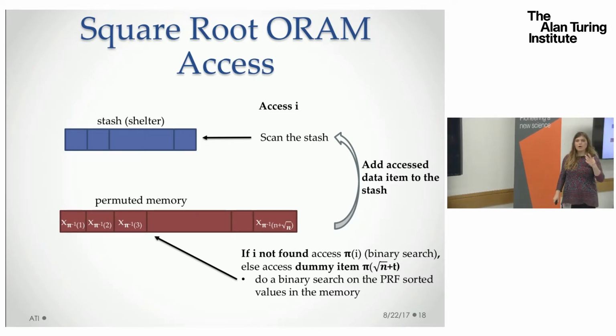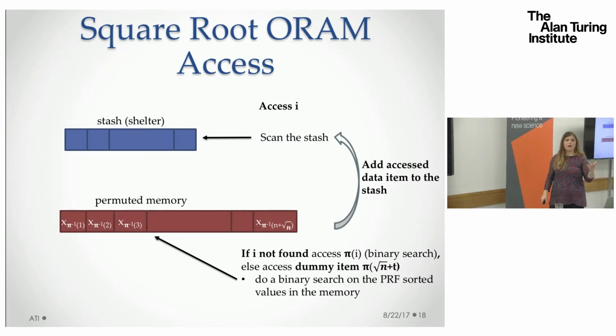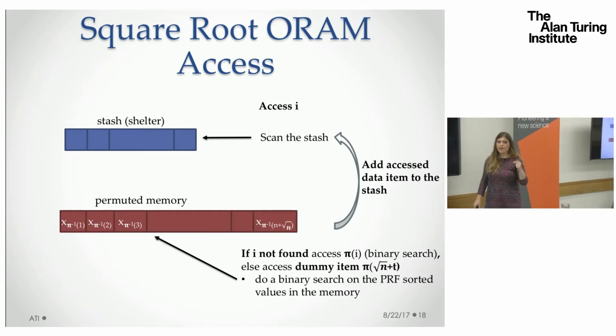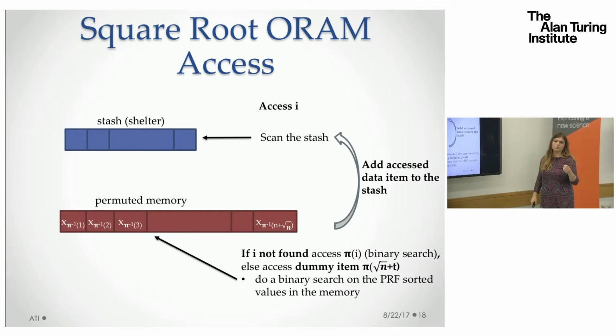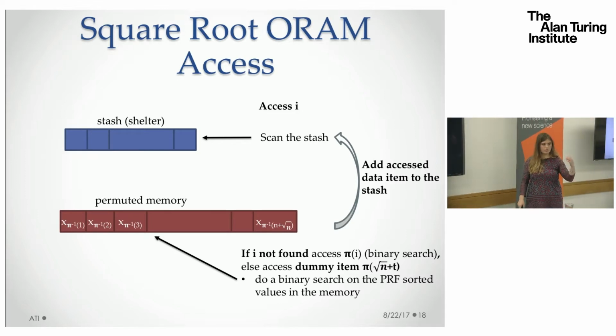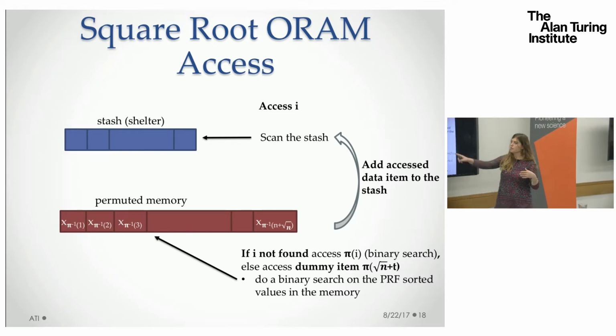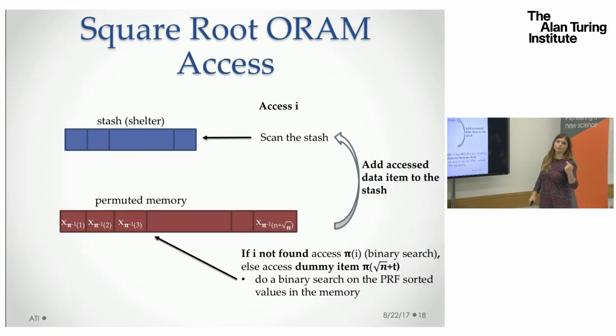So why is this access pattern hiding? Well, this protocol guarantees that you will access a position in the main permuted memory only once. Because the second time you're looking for this item, you are guaranteed that you will find it in the stash, and you will choose a new dummy item, which will lead you to a different location in the main memory.